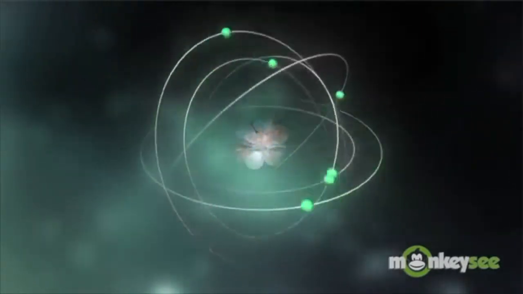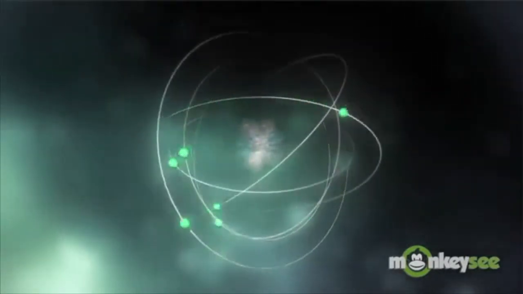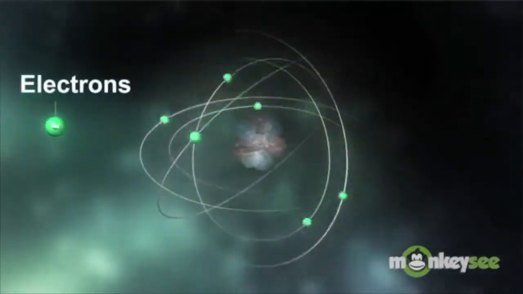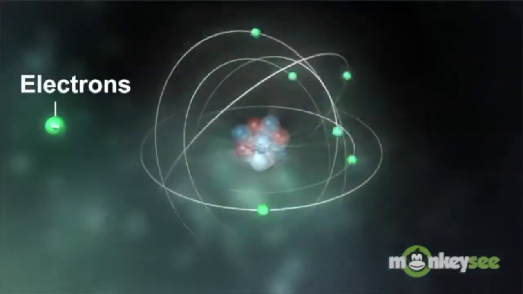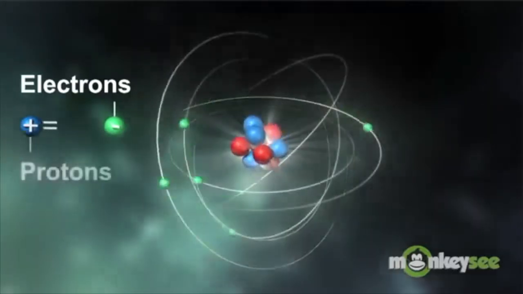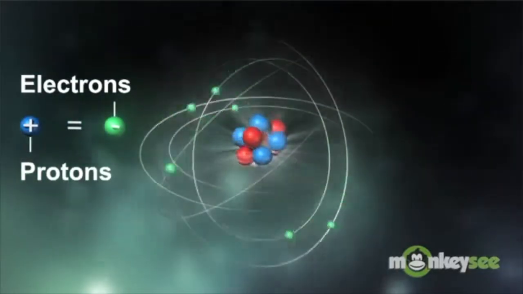Revolving around the nucleus like planets around the sun are negatively charged particles called electrons. Electrons and protons attract each other, so atoms usually have equal numbers of the two particles.